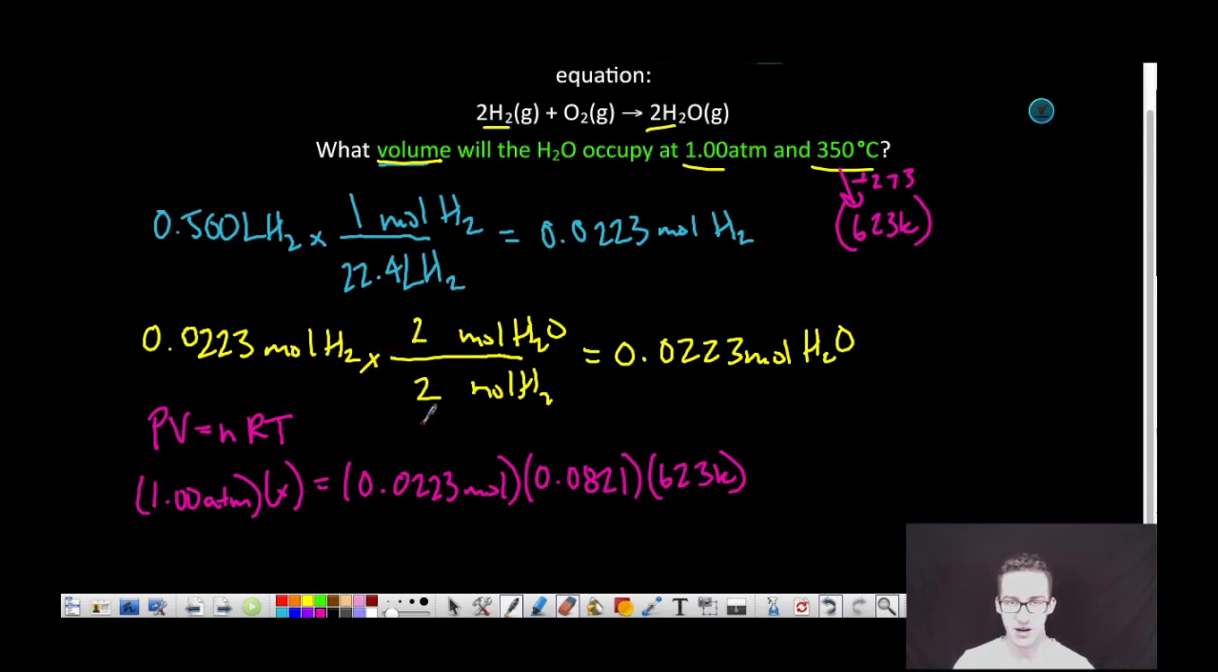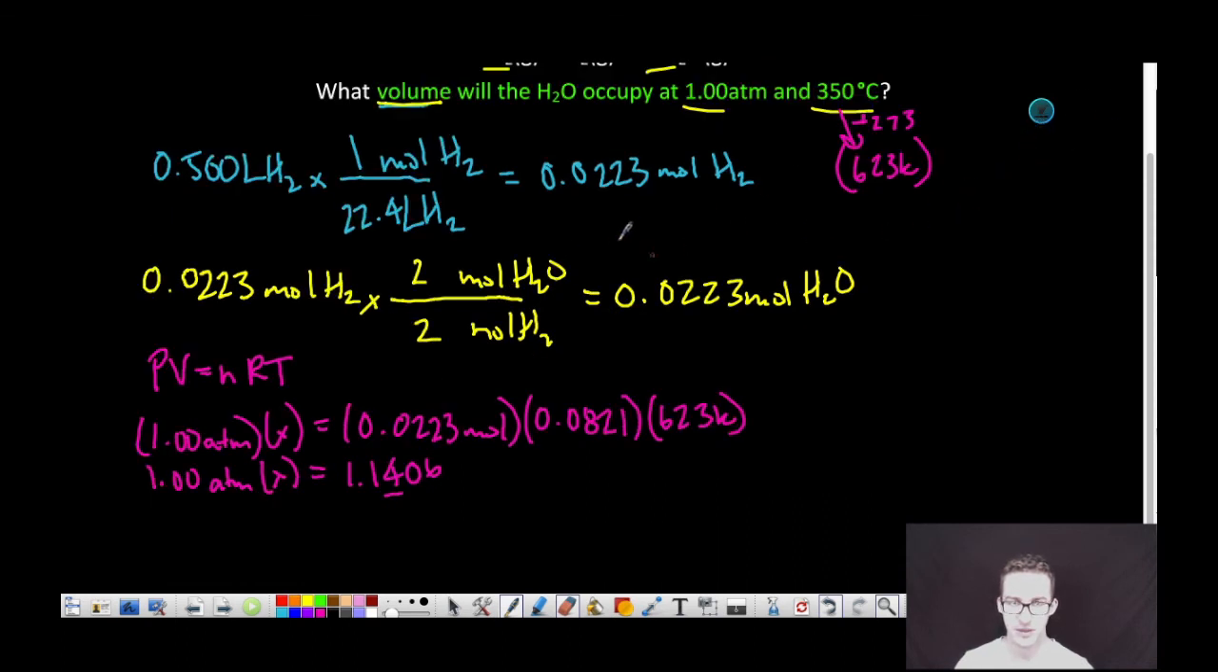Then it becomes just a matter of straight up algebra. We multiply all these values together. Again, I'm going to be super lazy here. 1.1406. Make a little reminder there for where my sig figs should be. And then we're just dividing by 1.00. So our volume in liters will be 1.14 liters at that 350 degrees Celsius, aka 623 Kelvin. And we are done for the day.